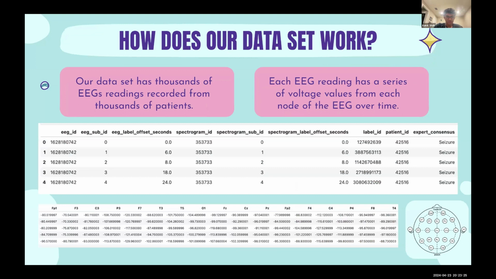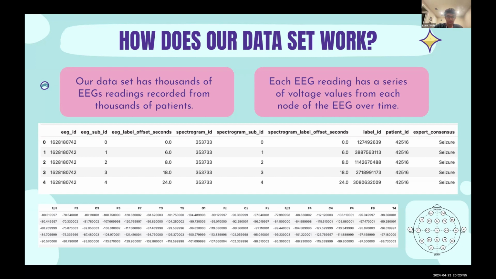So how does our data set work? Our data set has over 10,000 EEG readings that are recorded from thousands of different patients. The EEG ID, which you can see on screen in the first table, represents which EEG the entry takes the data from. And there are several entries from one EEG. Each entry from one EEG, which is represented by the EEG sub-ID, starts at a different time in the reading, which is shown by the EEG label offset seconds.